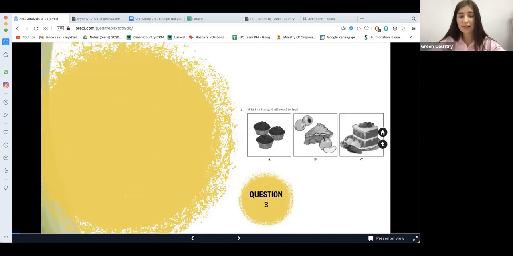Okay, let's have a look at the second question here. So we also have different options, the pictures. As well, you need to remember to note down the names of the pictures. So we have muffins here, some apple pie, and carrot cake. Probably they will also mention the synonyms of these food items, but I think it will be only like that. And the task, what is the girl allowed to try? We would underline only the word girl, and allowed try. So what she can try. Let's listen to the audio and give the answer.